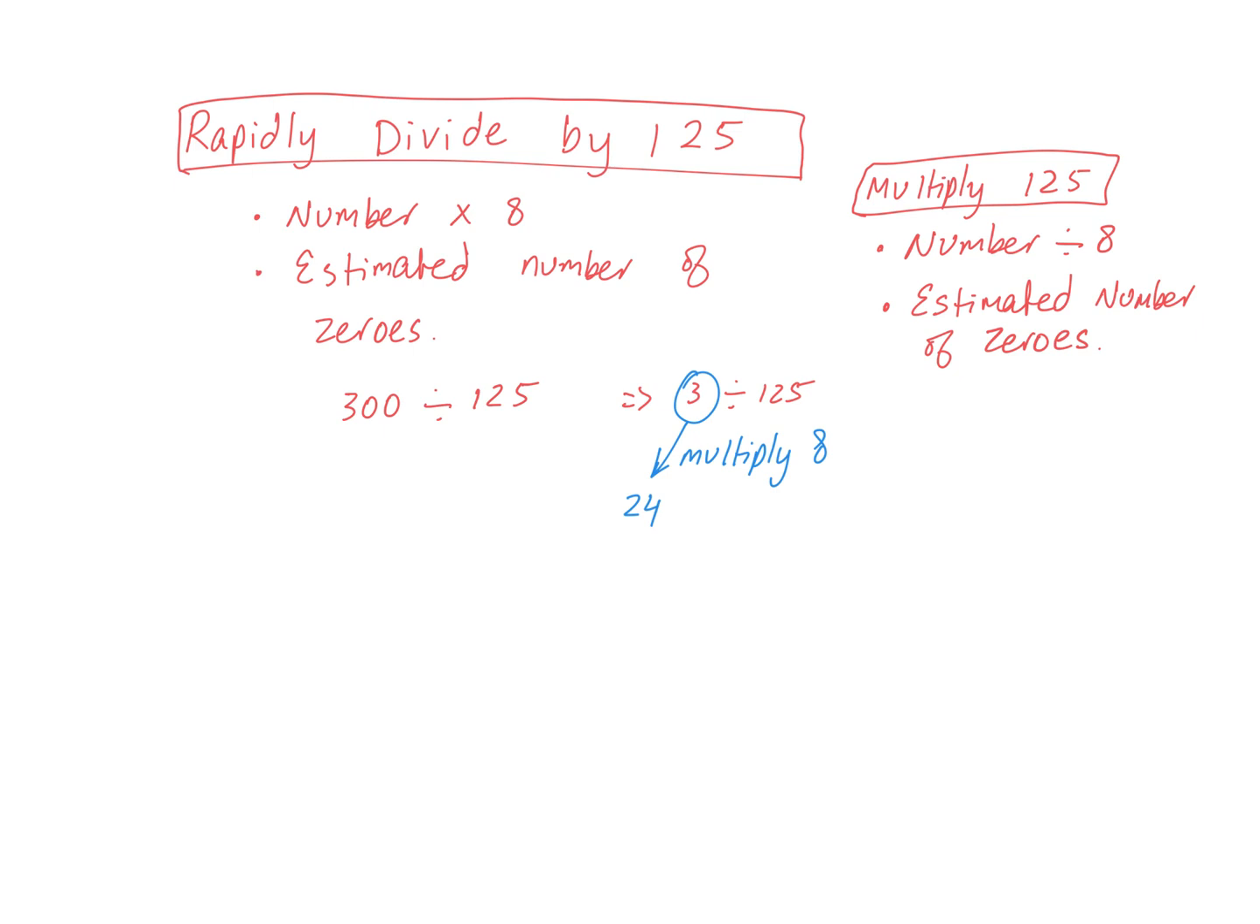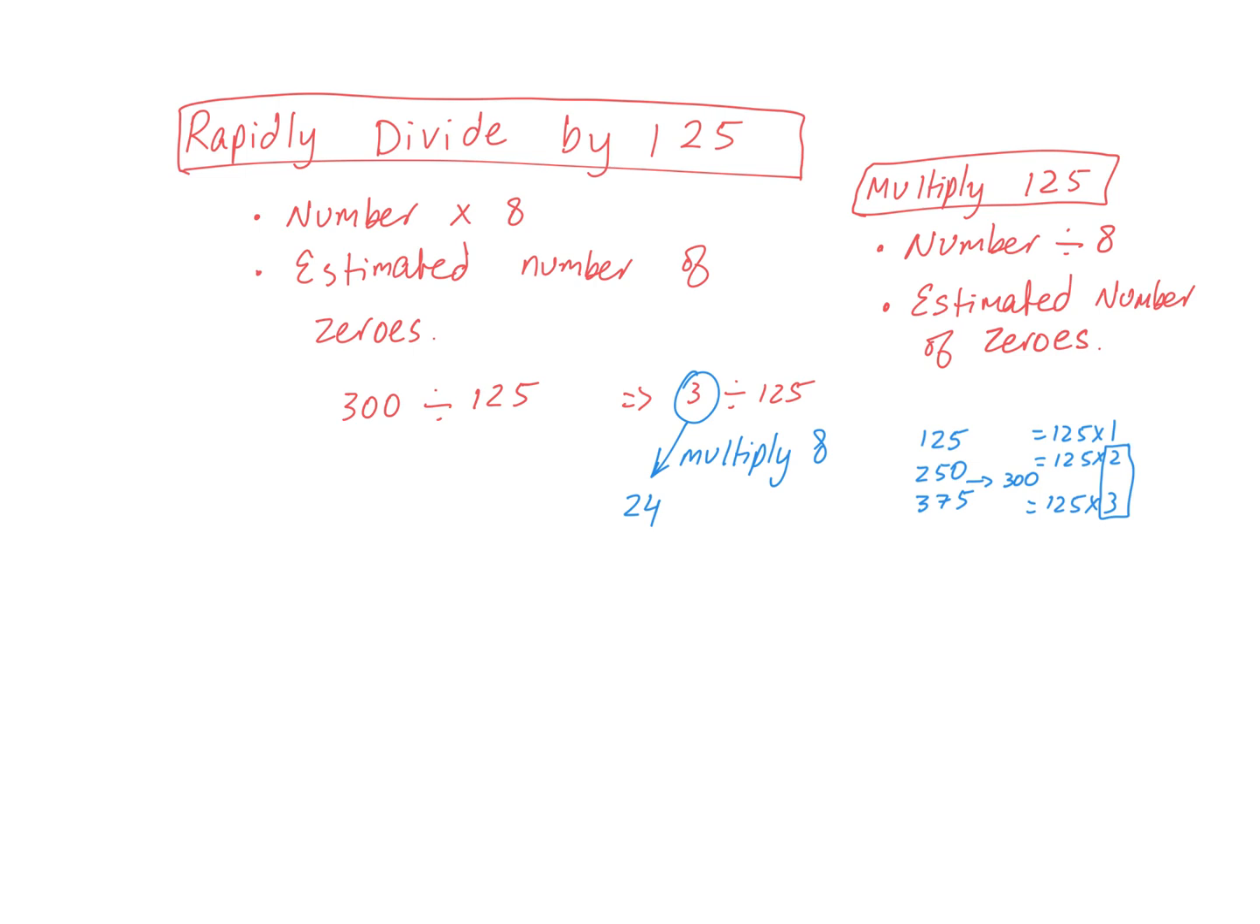So 125, if I were to write the table of 125, this is what I get. 125 times 1 is 125. 125 times 2 is 250. And then 125 times 3 is 375. So we have 300, which is somewhere here, right? So this is 125 times 1, 125 times 2, 125 times 3. So our answer will be somewhere between 2 and 3. That's what we are getting.